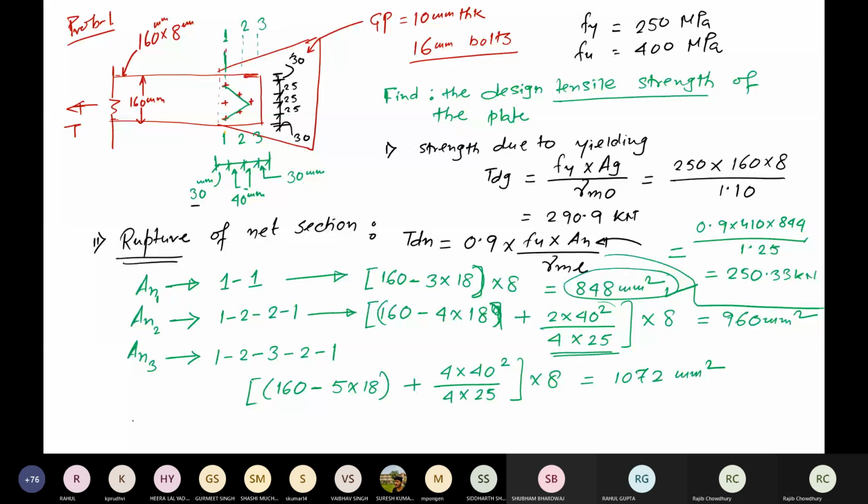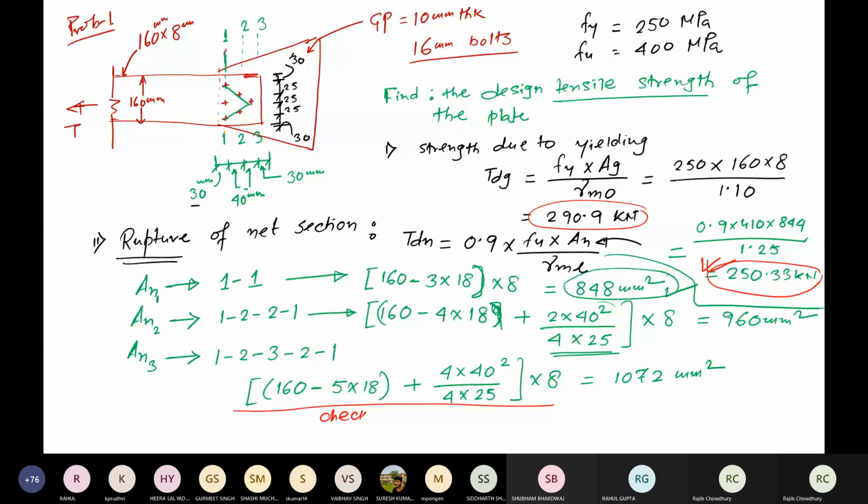One design strength is coming from here, another design strength is coming from here. So which one is to be the design strength then? The design strength to be considered here is 250.33, the minimum out of these two. Yes. Okay. Now another important thing that you also have to take into account is a check.